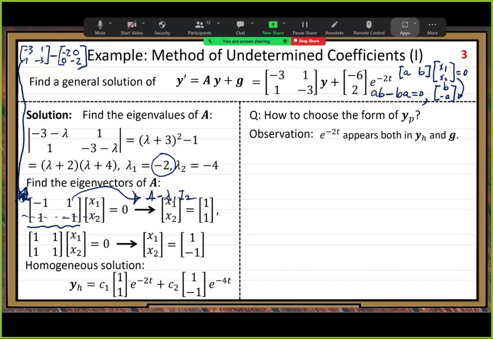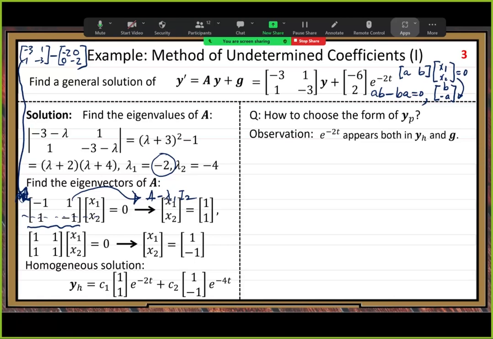Here, I need to review a little bit. Review our second order linear ODE solution a little bit. Because this method we learned in the second order linear ODE. Yeah, we learned it. So we need to recall what we did in second order linear ODE.